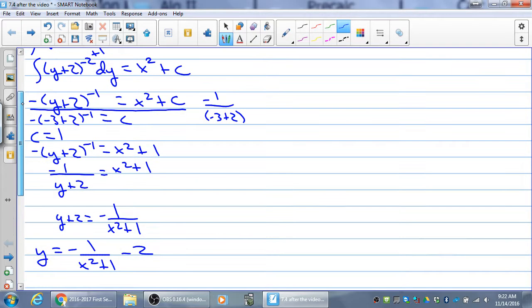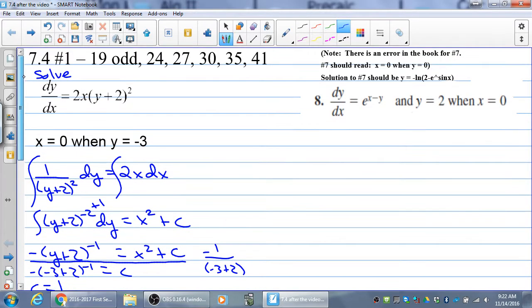Next one, what do we have? Oh, by the way, on number 7 in the book, it should say x equals 0 and y equals 0. So there's a correction on number 7, and then the number 7 solution is that. So not only is the book messed up, but the answer was messed up apparently. So now it should be all fixed.